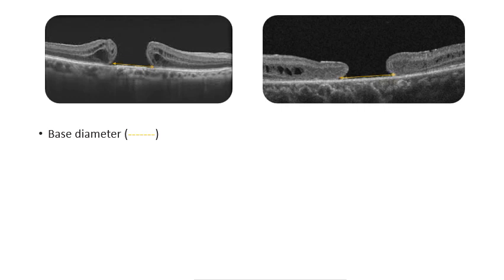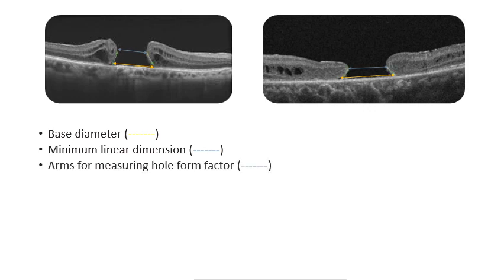There are some indices to determine the prognosis of the macular hole closure, including the macular hole base diameter, which is the diameter of the macular hole near the retinal pigment epithelium, or the minimum linear dimension, which is the minimum dimension of the macular hole between the edges. The arms for measuring the hole form factor extend from the level of the base diameter to the level of the minimum linear dimension.